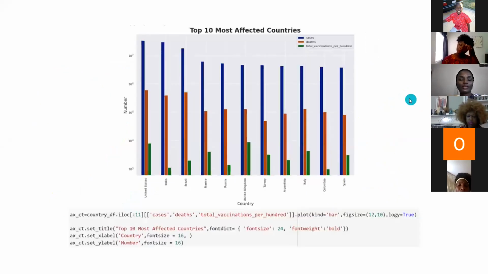And we used the bar chart to show us the top 10 most affected countries. For the legend, we have blue representing cases, red representing deaths, and green representing total vaccination per 100. United States and India lead, and Brazil follows closely.